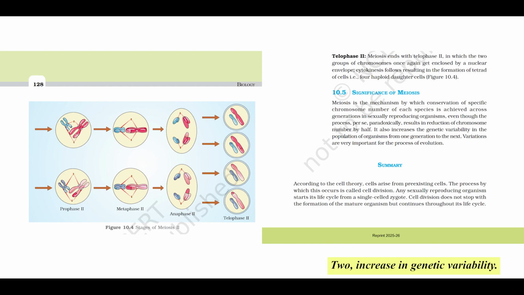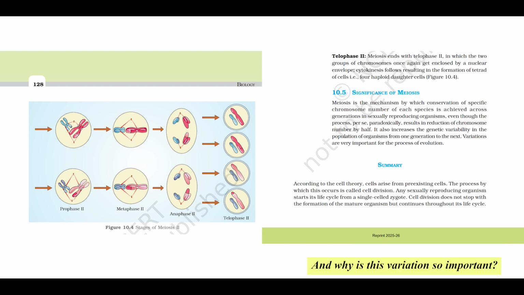2. Increase in genetic variability. This is perhaps even more impactful from an evolutionary perspective. Meiosis dramatically increases genetic variation in offspring. How again? Primarily through two mechanisms in meiosis. The first, crossing over during Prophase I, which shuffles alleles between homologous chromosomes. Second, the independent assortment of homologous chromosomes during Anaphase I, where which maternal or paternal chromosome of a pair goes to which pole is random for each pair, creating countless combinations. Crossing over and independent assortment, the two big shuffles.